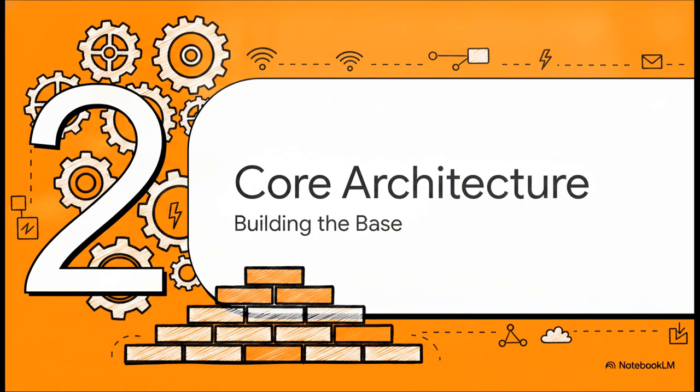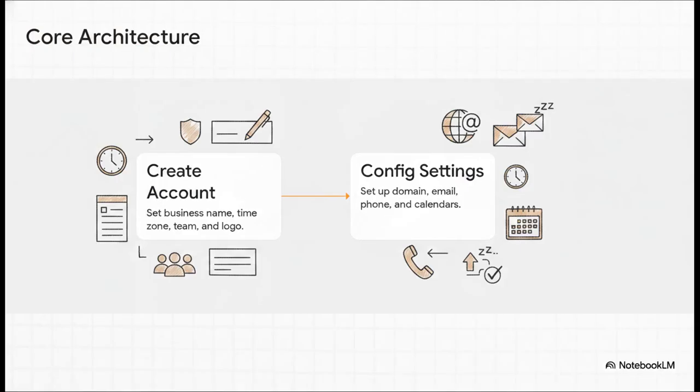Moving right along to phase 2, core architecture. This is all about building the base. Now, these initial steps, they are deceivingly simple, but honestly, this is exactly where we see most amateurs stumble. Creating the account means locking in your business name, your company logo, user permissions, and super crucially, your time zone. From there, you've got to configure those core business settings, like your custom domain, email, phone numbers, and calendar availability. Establishing these with absolute precision is what ensures flawless, professional customer communication right out of the gate.